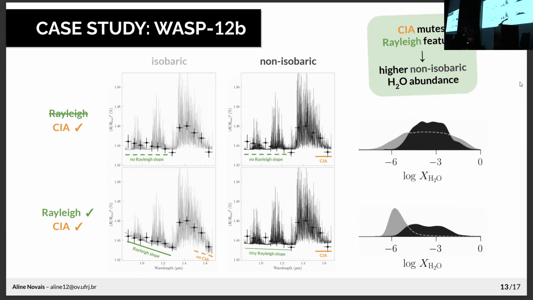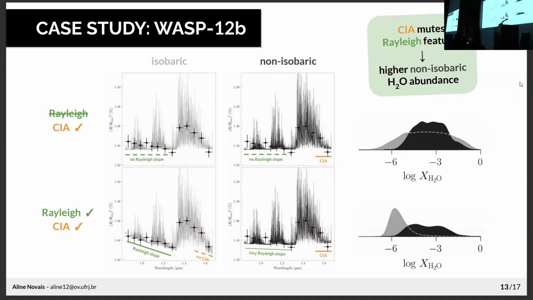And then we took two case studies, two planets that are very well known, to try to understand this effect more deeply. So here I show you our retrieved spectra and our retrieved water abundances on the right. And I show you also isobaric versus non-isobaric abundances. So this would mean constant pressure and variable pressure. So basically, if you look at the spectra, you see that when we don't include Rayleigh and when we include Rayleigh, things become different.